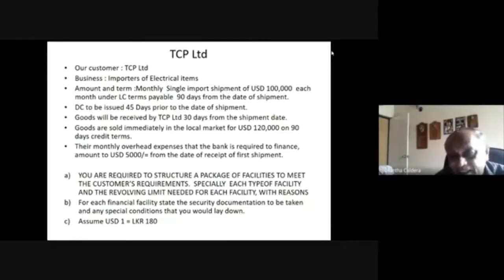Practically that is the reason. Now you all know. Then how much do we get? US dollars 100,000 into 1 month, US dollars 100,000 into 180 rupees equals LKR 18 million.